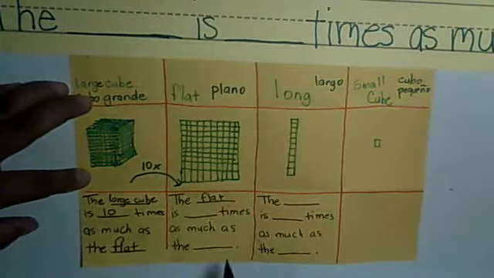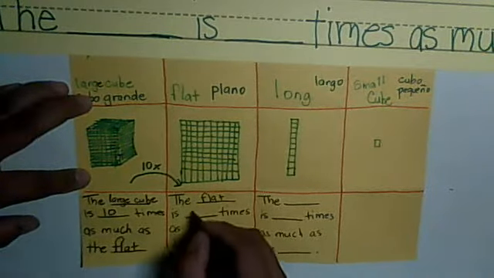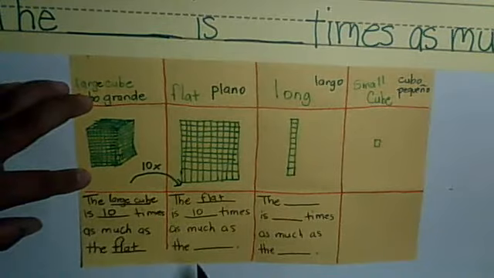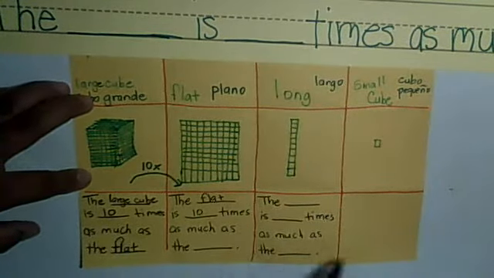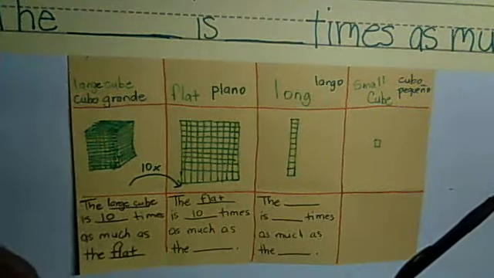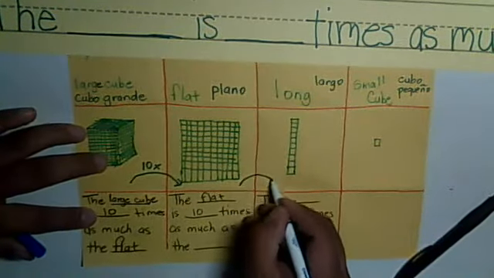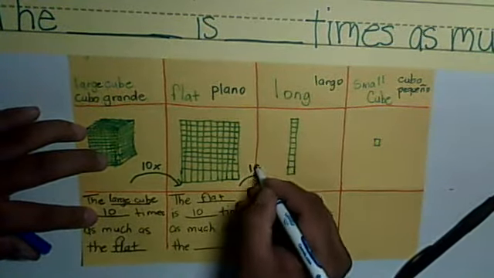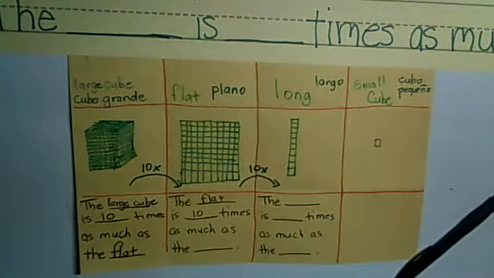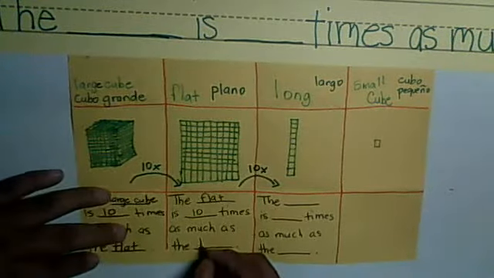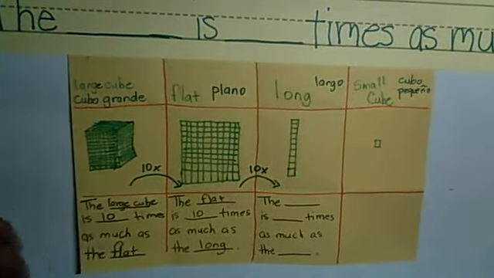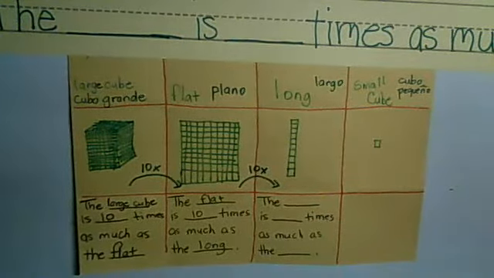which is this one, is 10 times as much as the what? So I'm going to get my marker. So the flat is 10 times as what? What is that next one called? The long. Okay. I'm going to let you go ahead and record it, or you can pause your video right now and write it. You can pause whenever I'm going too fast.